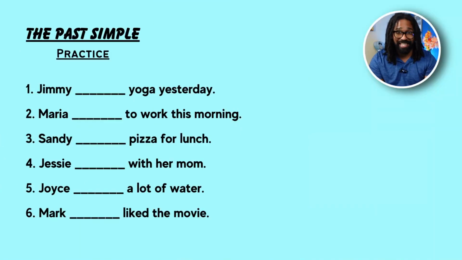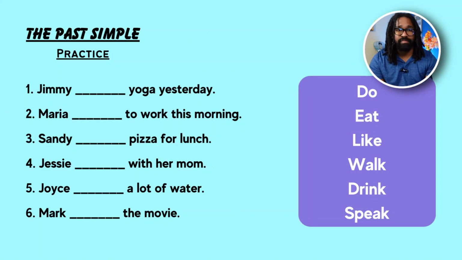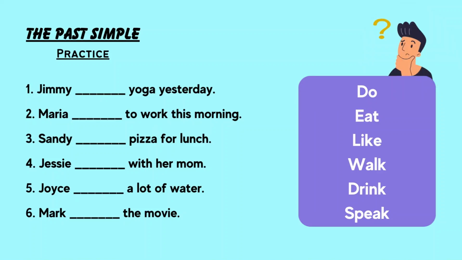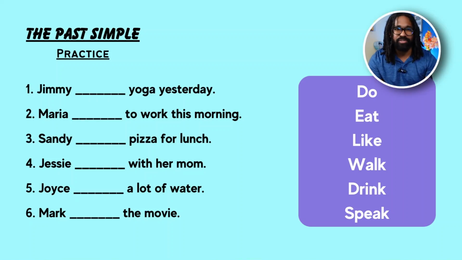And speaking of which, I have a bit of practice for you. Here are 6 sentences. I want you to complete each sentence using the verbs that will appear in the box. Pause the video, take your time, and when you're finished, unpause it, and let's check the answers together. Okay, let's check our answers. I want you to repeat after me for pronunciation practice.